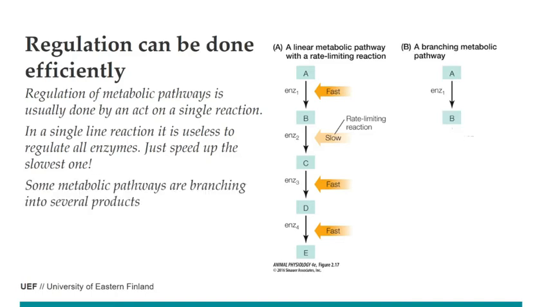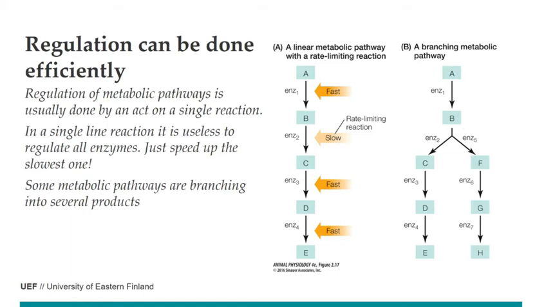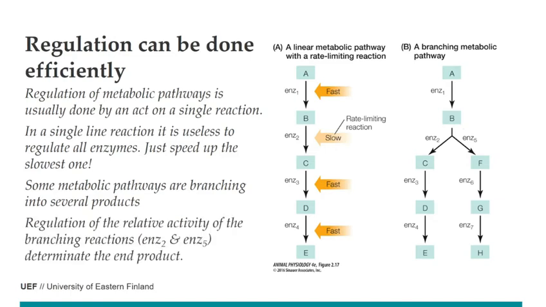But in some cases, we have branching metabolic pathways. And these are very interesting, because if we are regulating enzyme 2 and enzyme 5, it affects whether we are producing product E or product H. So we can have two different products from the same reaction route depending on the regulation of these enzymes.